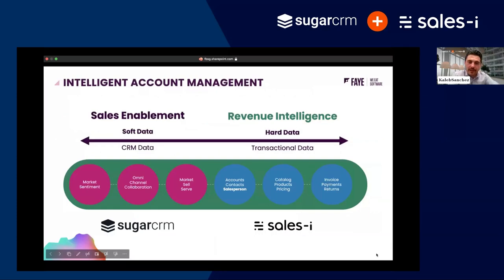So yeah, and with Sales Eye, we have broken up the solutions in essentially 2 different camps, right? One is what we call CRM data, or sugar data, or sales enablement soft data, right? This is your notes, your sell, your serve, customer service, marketing, collaboration between channels or departments internally, right? Some people refer to that as CRM data. Now we enhance all of that data by including your hard data into this. And when we say hard data, we're referring to ERP data, or your back office data, right?